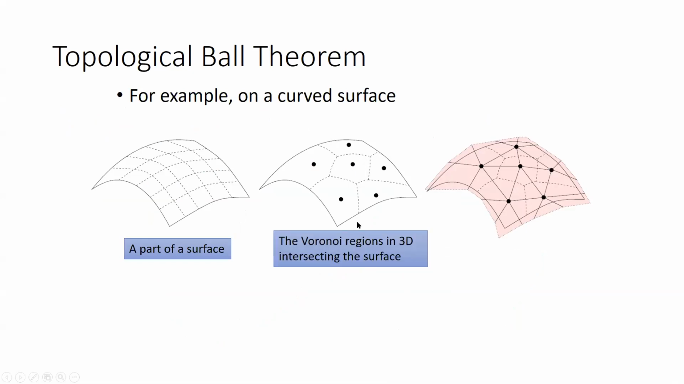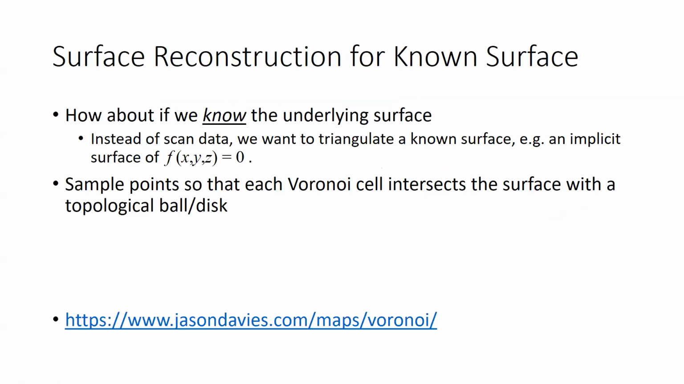So for example, there's a 2D surface on the left, and if you sample part of the surface, this will be the intersection of your Voronoi cell, which you can see can be something like that, and it intersects the surface like this. If I can guarantee that every point that intersects the surface is like that, I will have a restricted Delaunay triangulation that will reconstruct the surface. So this is one very basic theorem that people can use to reconstruct the surface if you know the underlying surface structure. This is one very useful thing to reconstruct the whole surface.